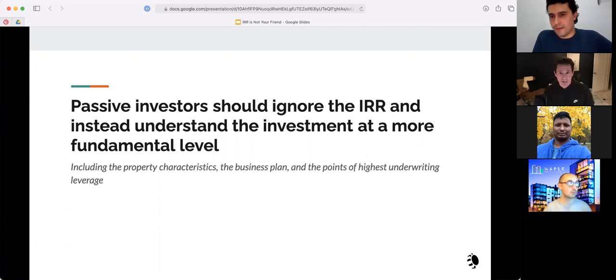We've got the property characteristics, right? So the fundamental characteristics of the property itself, the physical characteristics. You have the business plan, so what the syndicator or operator intends to do with it. And then you also have the assumptions that go into the underwriting. So what I want to do today is walk through each of those buckets bit by bit.